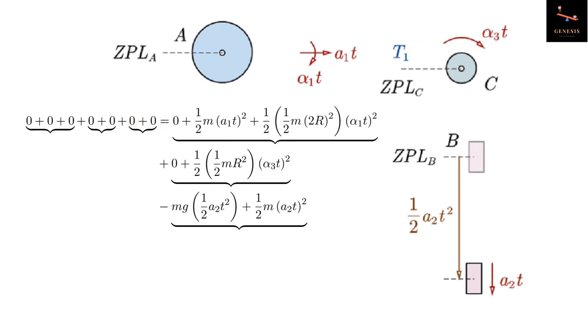Now look at the corresponding clubbed terms on the RHS. You can see that the block has fallen by half a2 t square and therefore the potential energy will be minus mg into half a2 t square. And what is the kinetic energy? Half mv square, so half m into (a2 t) square.